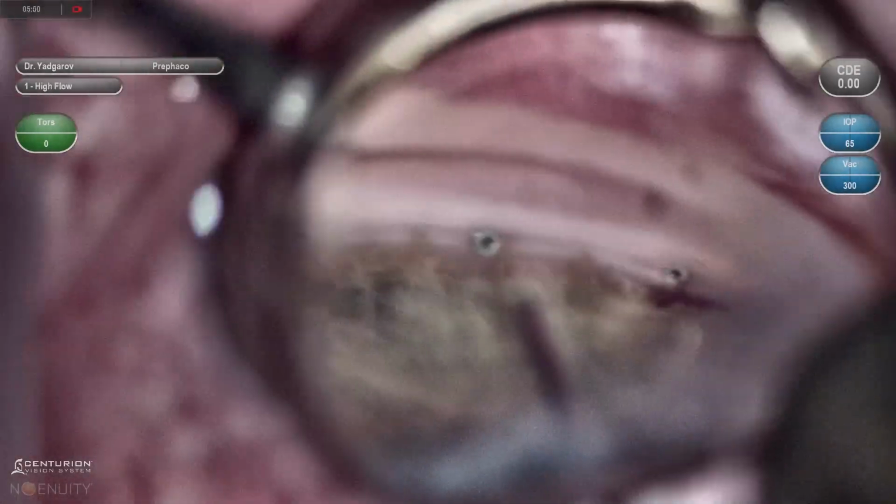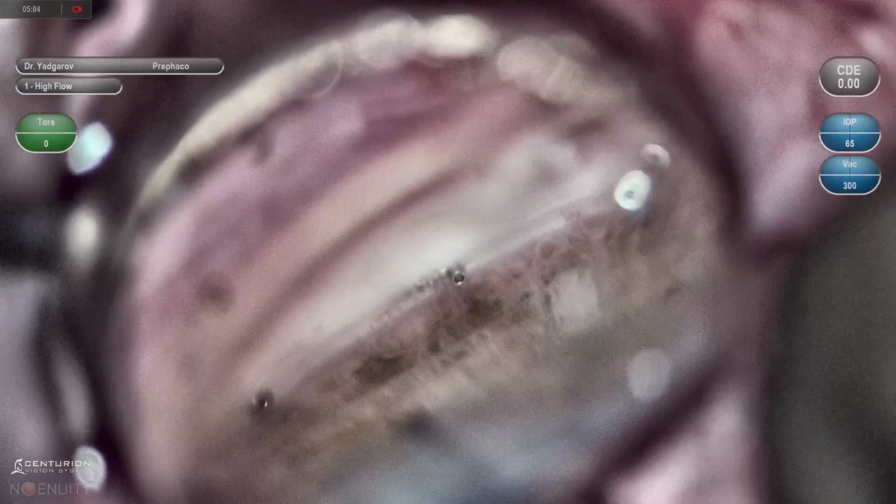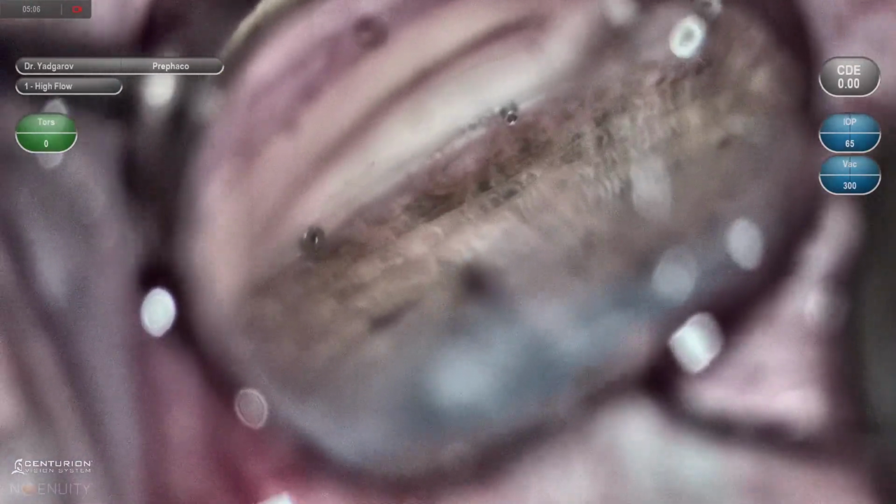And so here's an eye that has the I-stent Infinite 3-stent injection in an eye that had a previous G1 I-stent.